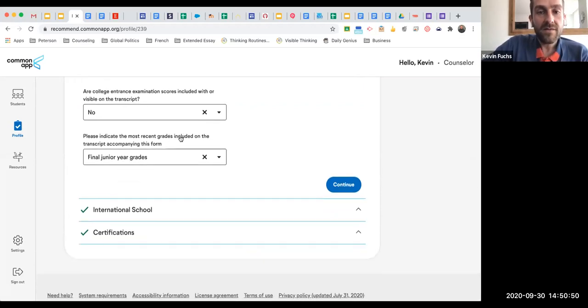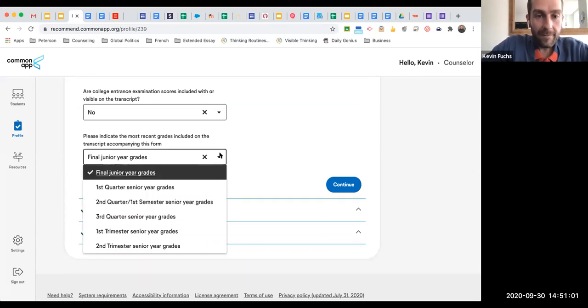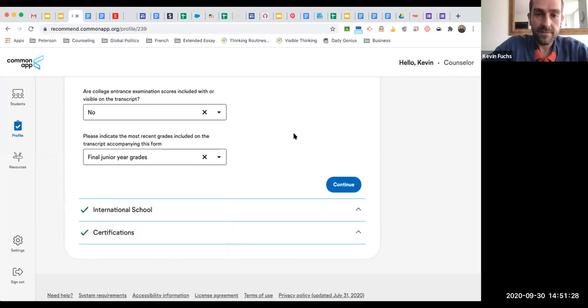And then indicate the most recent grades included on the transcript. At this moment, the first grade report that I'm sharing has the final junior year grades. I don't know if everybody knows what this means, but junior year is the penultimate year. The graduating year is this year, so they're called seniors. So in our case, it's the final junior year grades. It could also be that the first quarter is already over, but we do them per semester, so in our case it won't have that. But if your school already gives transcripts per quarter, this could be an option for you as well.